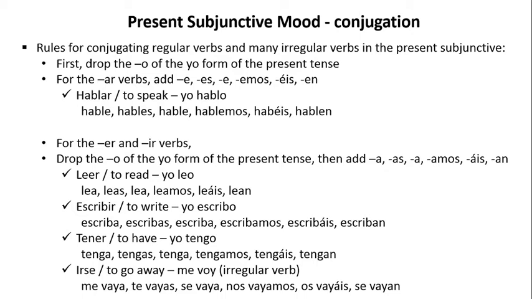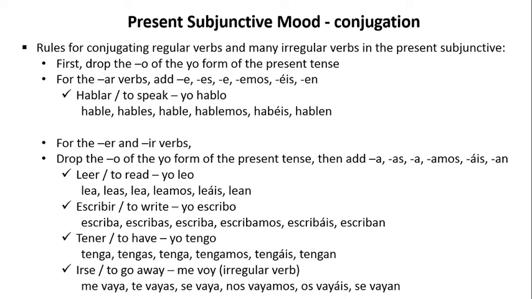For the ER and IR verbs, we do something similar. First, we drop the O of the yo form of the present tense. Then add a, as, a, amos, áis, an. We'll start with leer, to read. Yo leo. Apply the rules, and we get lea, leas, lea, leamos, leáis, lean. Then there's escribir, to write. We'll start with yo escribo, apply the rules, and we get escriba, escribas, escriba, escribamos, escribáis, escriban.